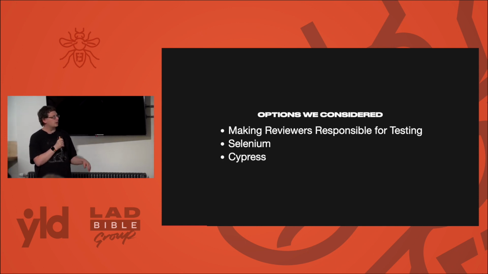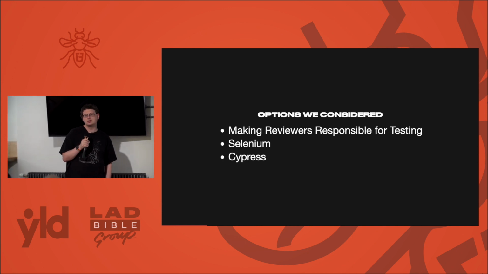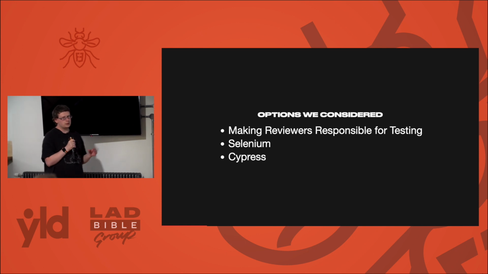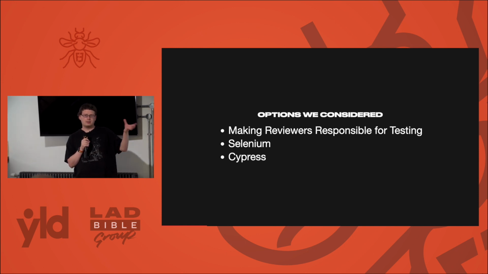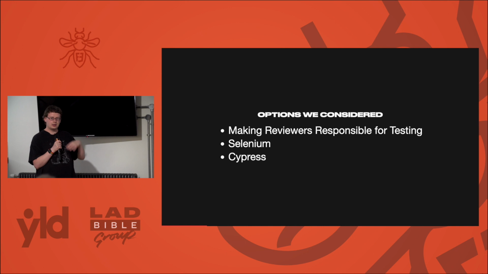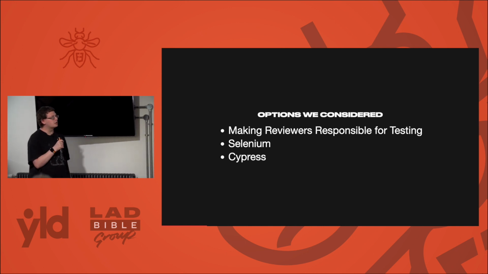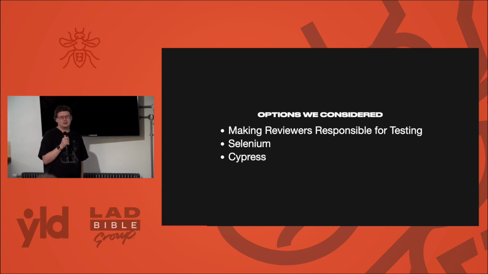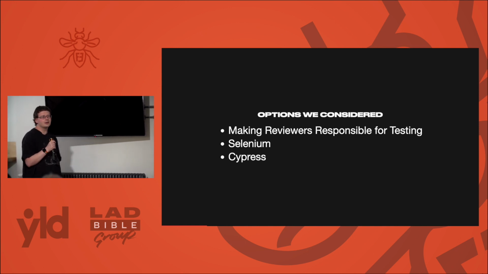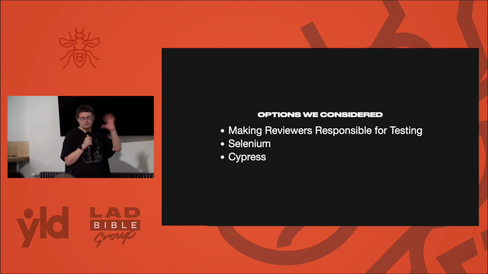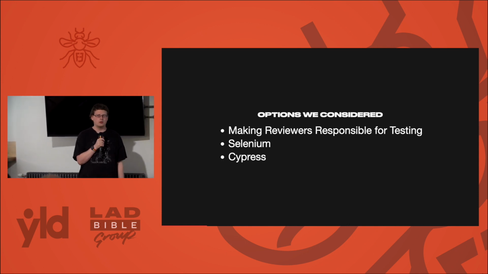We had a look at making reviewers responsible for the testing, so that was shifting a lot more of the testing to the people doing the code review. This would allow the people signing it off to follow basically a checklist to say these things have all been tested. But to be honest, no one wants to do that if they can get away with it. It's quite laborious, and if you're just looking for pixel perfect changes, not the most interesting.